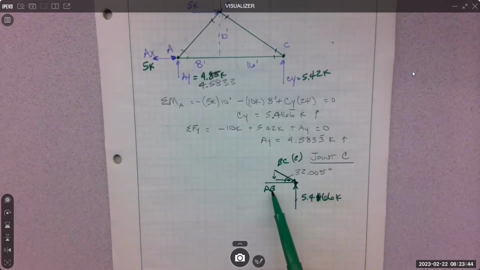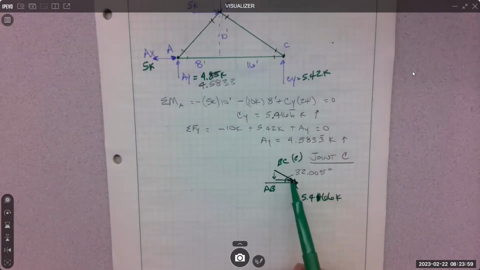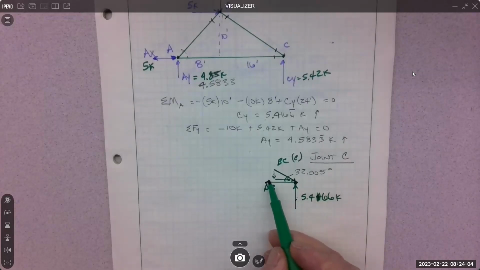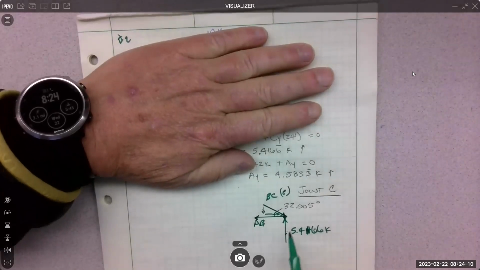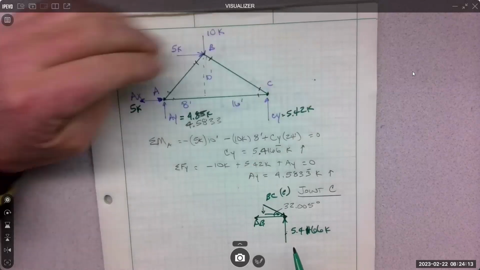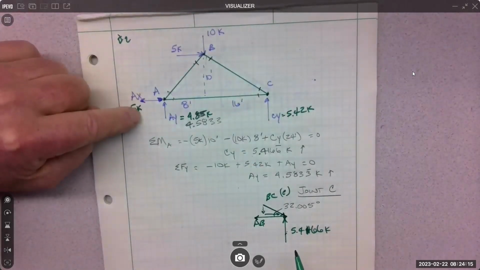Which way would AB go? Is there any other X force? Careful. What about BC? BC has an X effect going this way, right? Yeah, AB's got to oppose that. So don't go back to this thing. This thing's gone. When you're doing this, the joint stands alone, right? So don't think about this stuff over here.